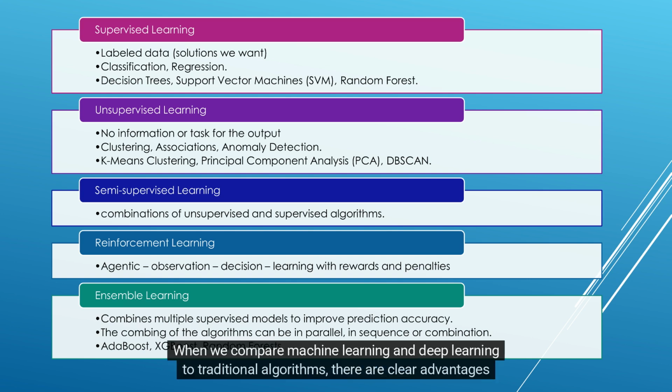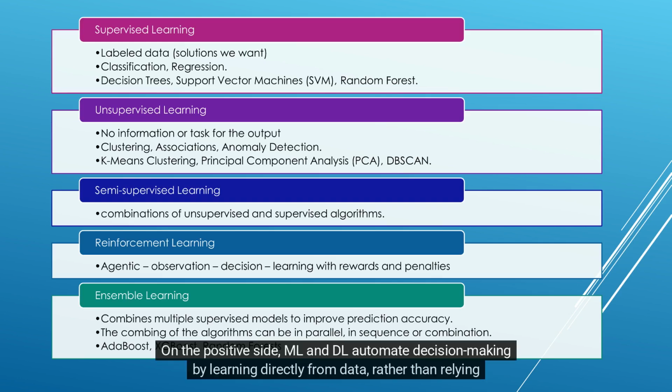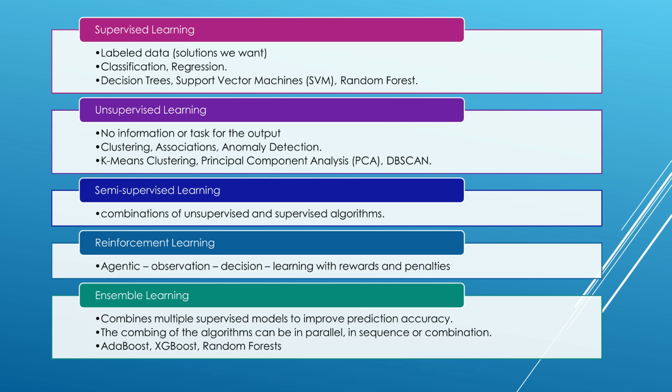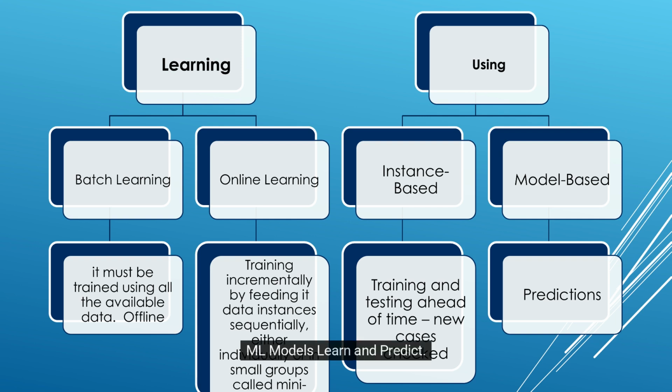When we compare machine learning and deep learning to traditional algorithms, there are clear advantages and disadvantages. On the positive side, ML and DL automate decision-making by learning directly from data, rather than relying on hard-coded rules. ML models learn and predict. Learning can happen in two ways.